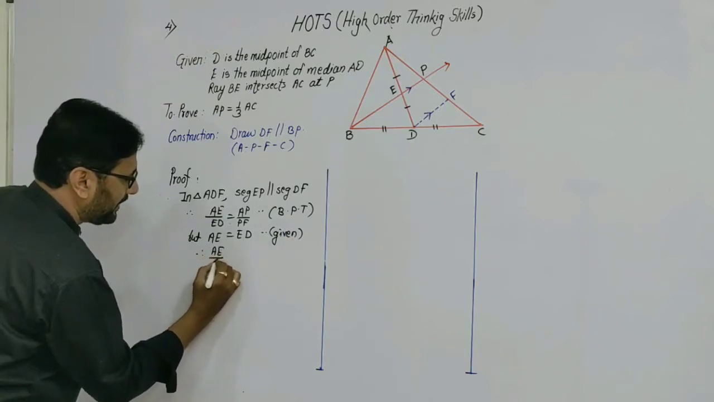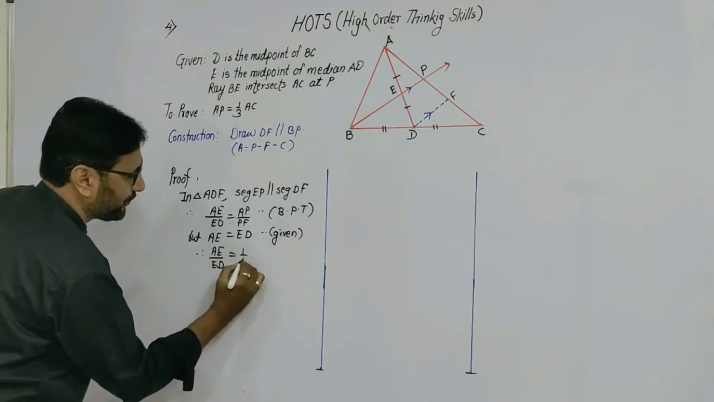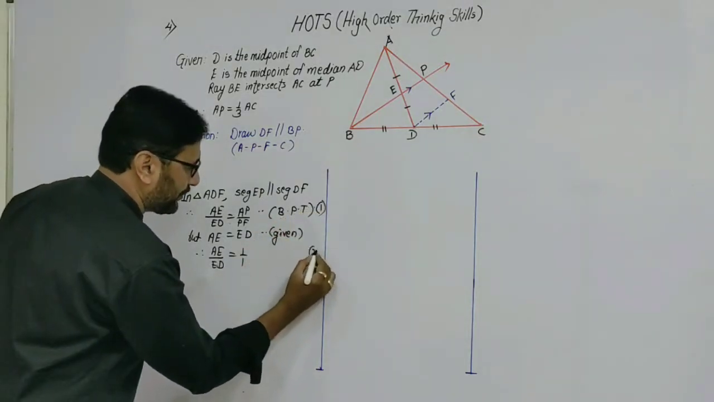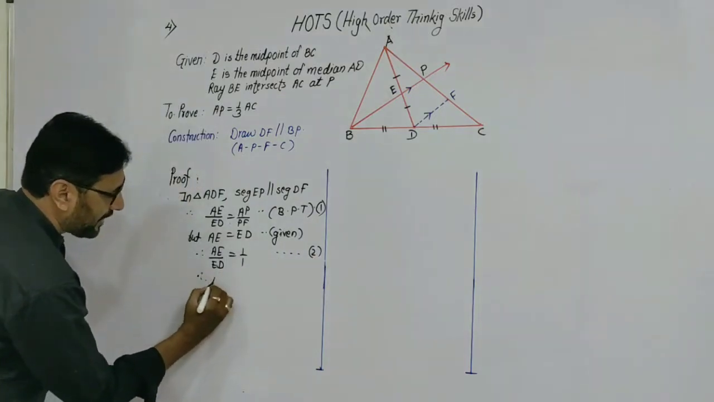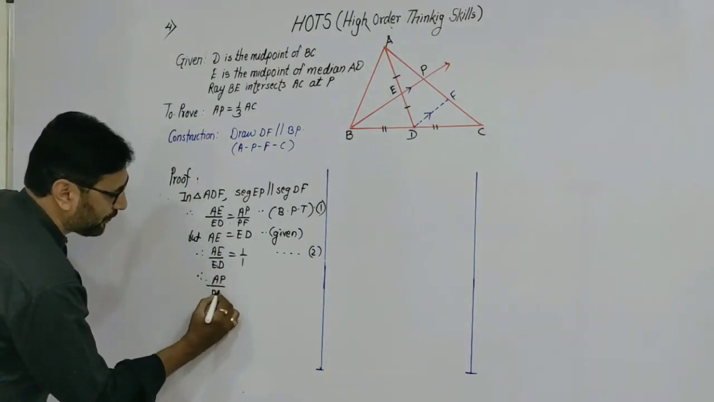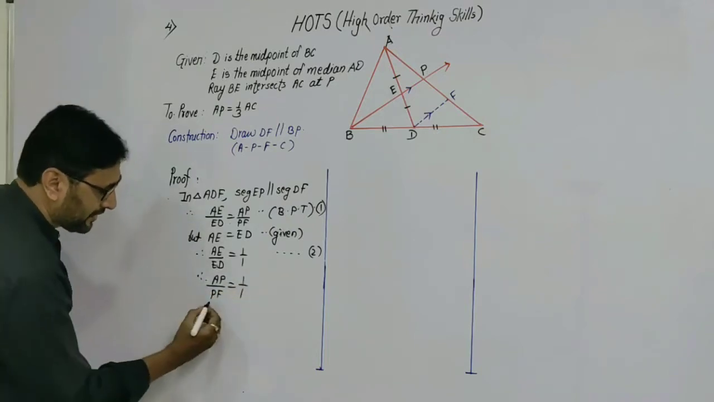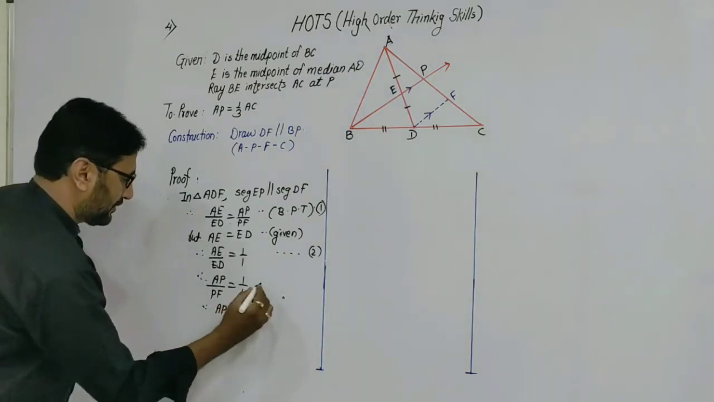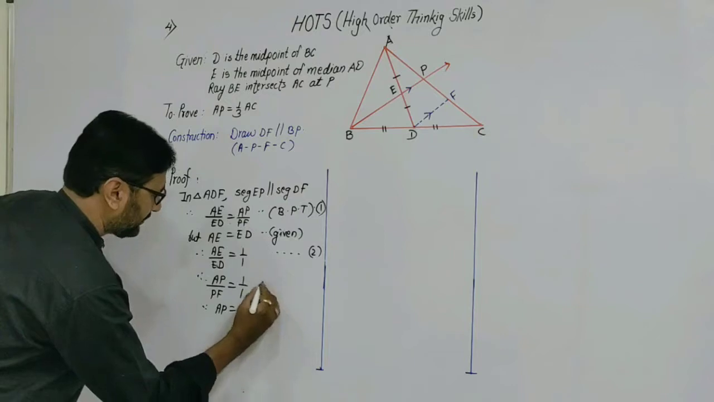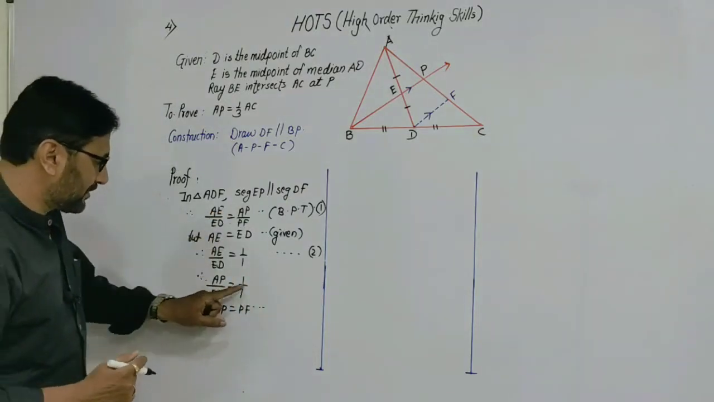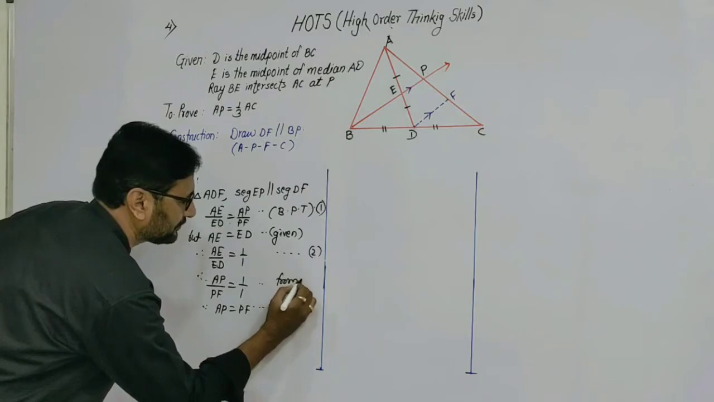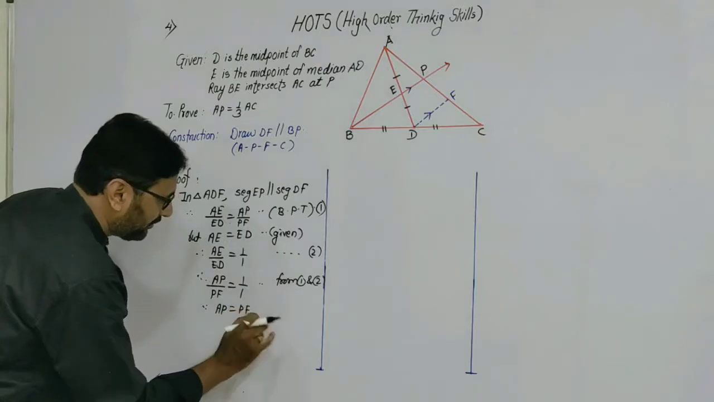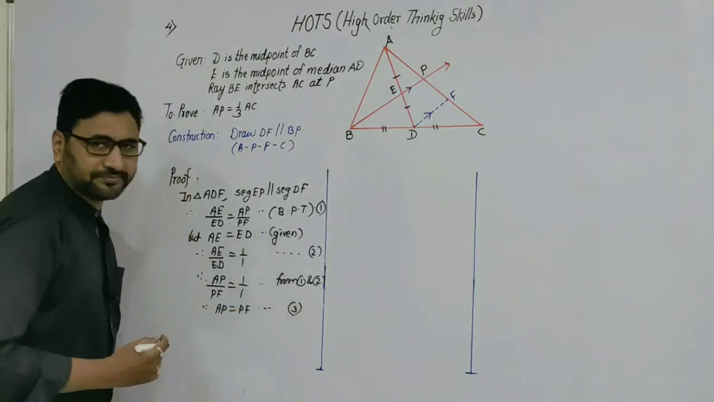Therefore AE upon ED is equal to 1:1. Suppose this is number 1. This is number 2. So I will write AP upon PF is equal to 1:1. Therefore AP is equal to PF. So you will write the reason. AP upon PF is equal to 1 from 1 and 2. So AP is equal to PF. Now suppose this is number 3.